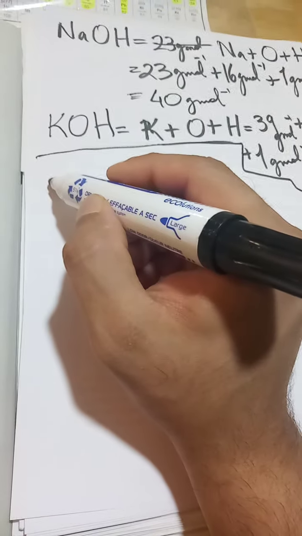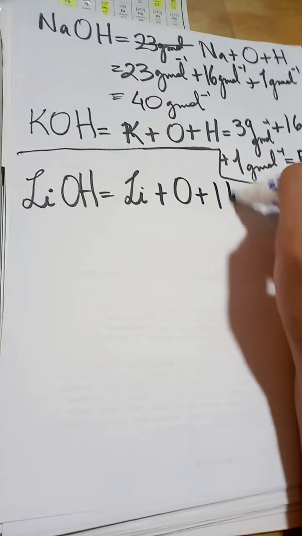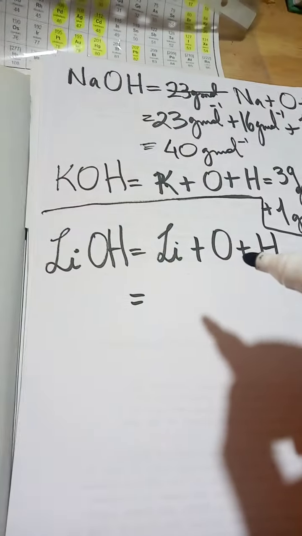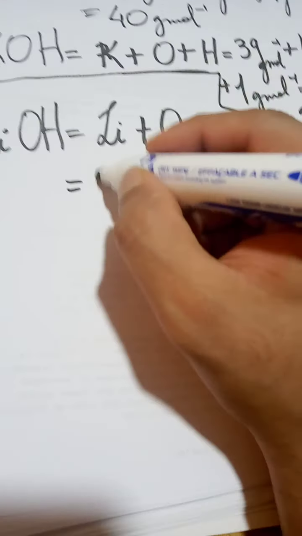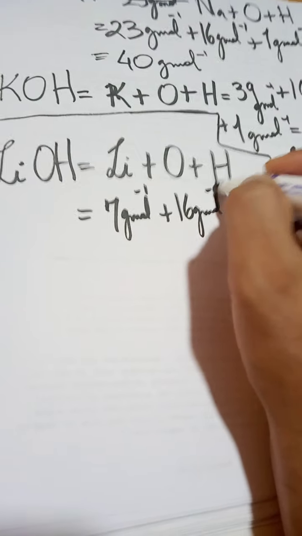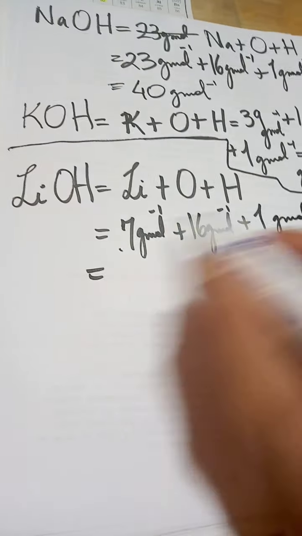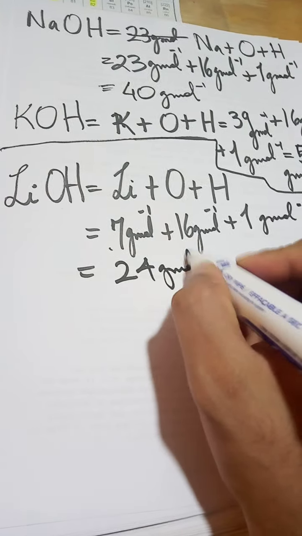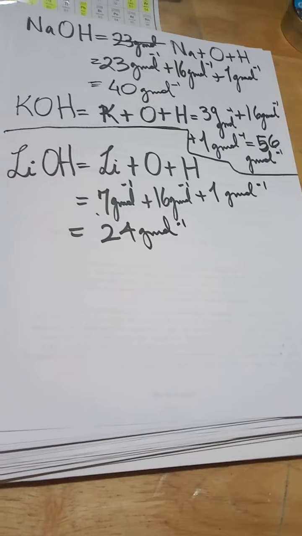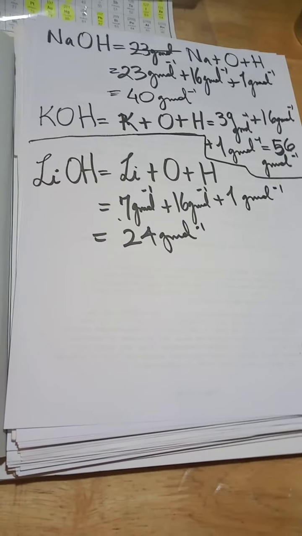Okay, and now we do lithium hydroxide. It's 1 atom of lithium. I hope you're getting the pattern now. 1 atom of oxygen and 1 atom of hydrogen. So lithium is 7 grams per mole. Oxygen is 16 grams per mole. Hydrogen is 1 gram per mole. And that'll be 8 and 24 grams per mole. So 24 grams of solid lithium hydroxide without any contamination of water molecules shall constitute 1 mole of lithium hydroxide.